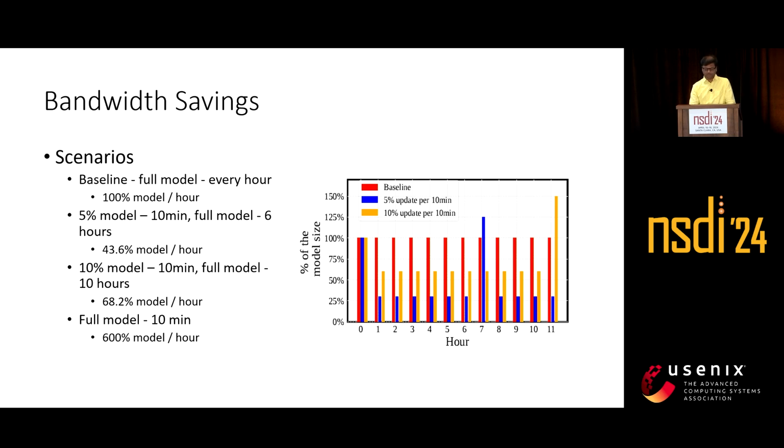With update of 5% model size for a 10-minute interval and intermittent full update for every 6 hours, it writes on average 43.6% model update every hour. With update of 10% model size for a 10-minute interval and intermittent full update for every 10 hours, it writes on average 68.2% model every hour. With 5% update size, we can get an accuracy gain comparable to a full model updated every 10 minutes. A full model updated every 10 minutes would write 600% of the model every hour.